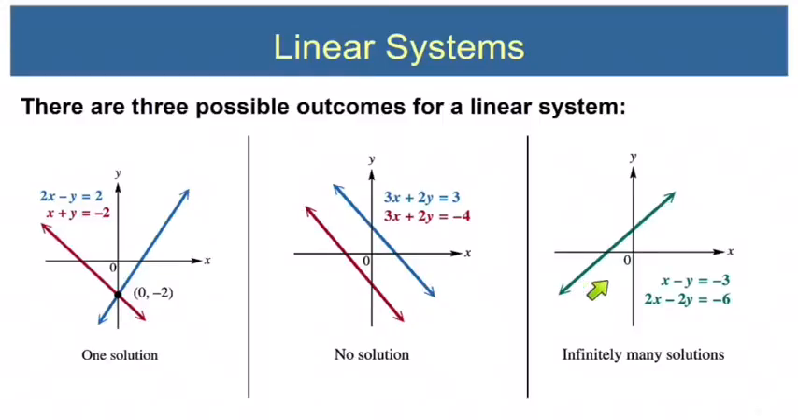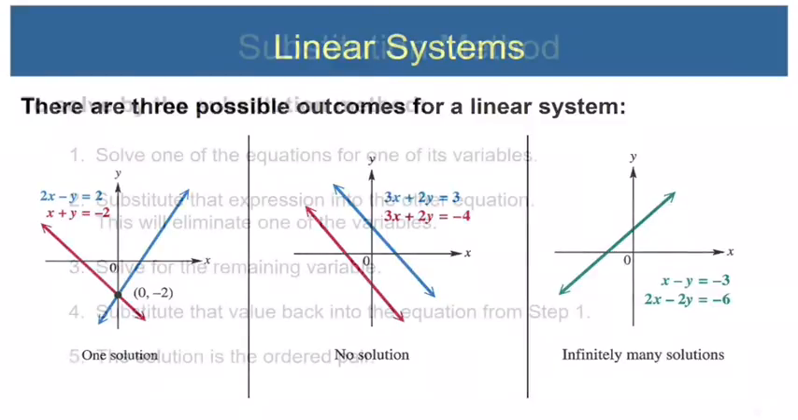The third possibility is that the two equations actually graph the same line. In this case, not every ordered pair is a solution, but there is an infinite supply of solutions. We say that this system has infinitely many solutions, and I'll tell you how to give a more exact solution when we get to the end of the section.